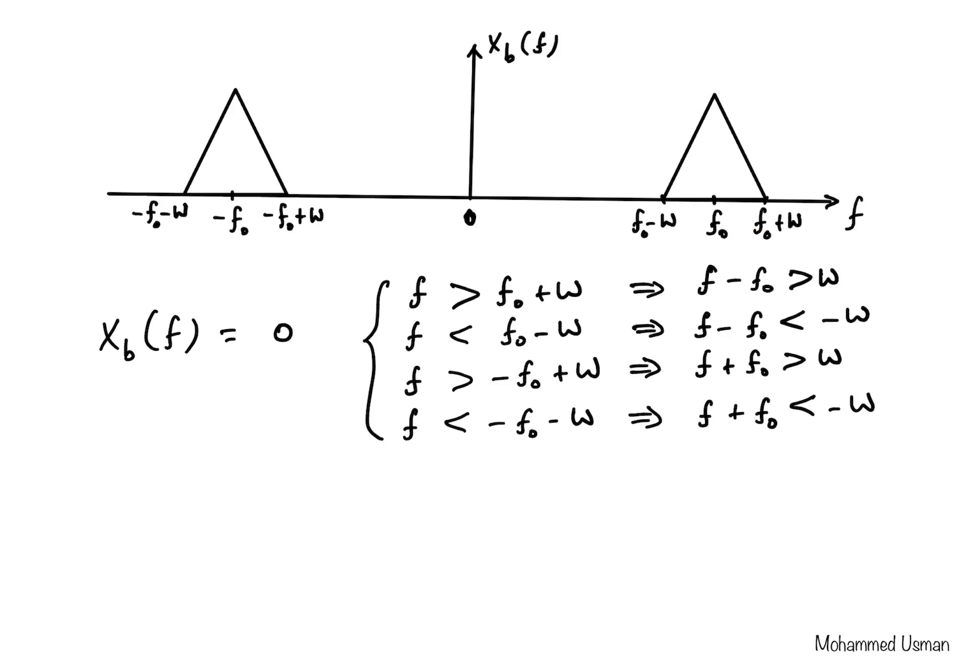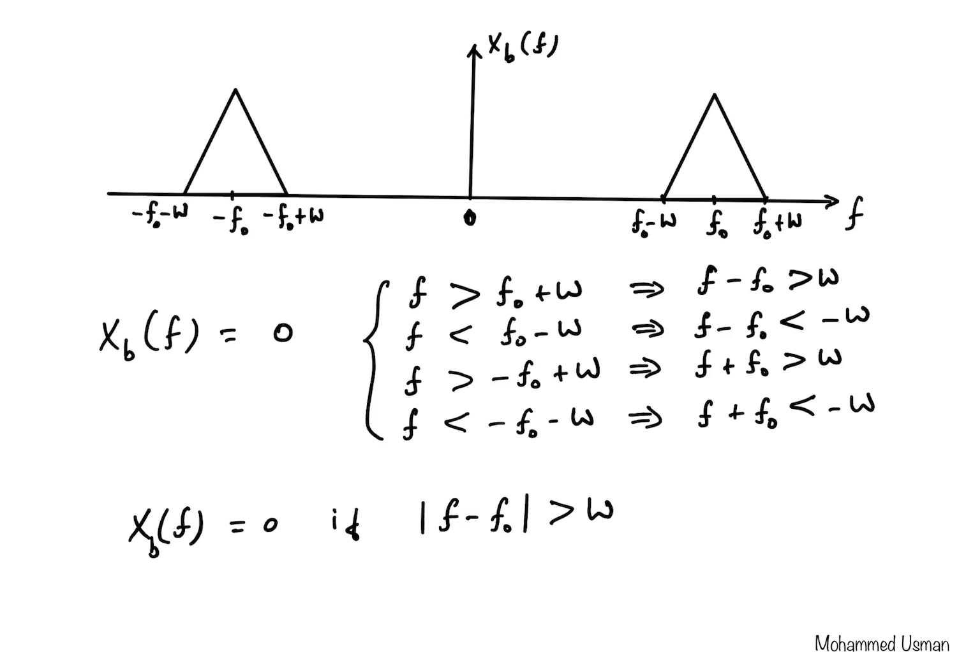Now we can combine all these expressions into a single form: xb of f, the spectrum of the bandpass signal xb of f, equal to 0 if the magnitude of f minus f0 is greater than W. Okay, and that is what we mean by all these relationships. Anything where f minus f0 magnitude is greater than this term W, then we will have the spectrum as 0, so outside these bands. Okay, the spectrum is defined only within these bands, within a separation of W from the central frequency f0. So that's the mathematical way of saying what are the frequency components present in the bandpass signal.